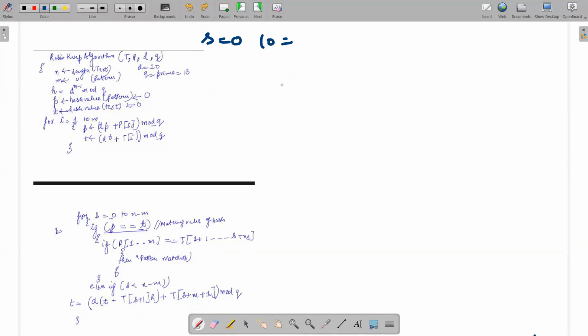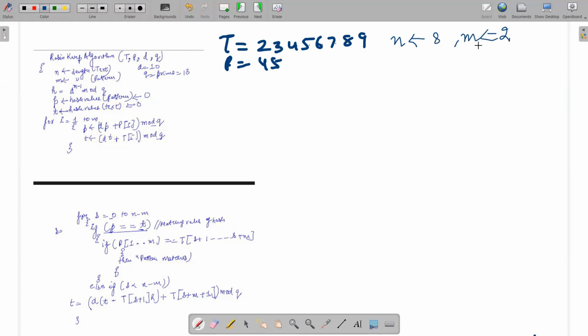We have a text which is given as 2, 3, 4, 5, 6, 7, 8, 9, and a pattern which is given as 45, right? So that's what we have to calculate. Initially, your n value is calculated as the length of text: 1, 2, 3, 4, 5, 6, 7, 8. N is 8, and m is actually 2, right?